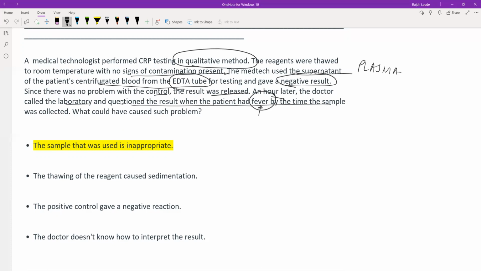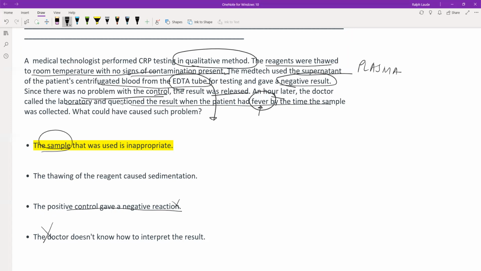Okay? The doctor doesn't know how to interpret results. No. The doctors have practiced for many years, so it would be impossible that they don't know how to interpret the results. The positive control gave a negative reaction. False, because there was no problem with the control. The thawing of the reagent caused sedimentation. No, because the situation said that the reagents were thawed at room temperature with no signs of contamination present. But that could be attributed to the wrong sample that was used.